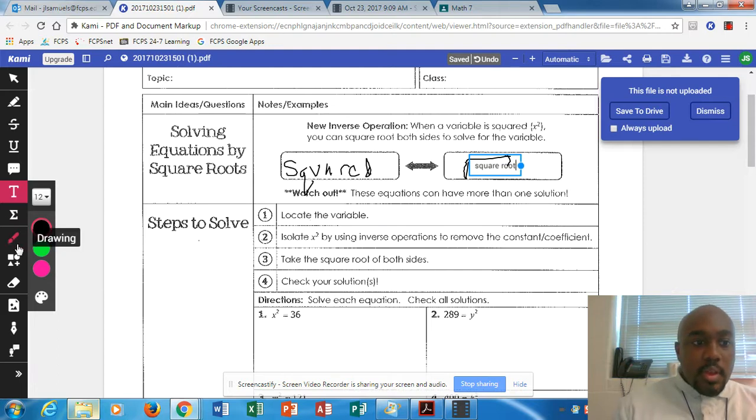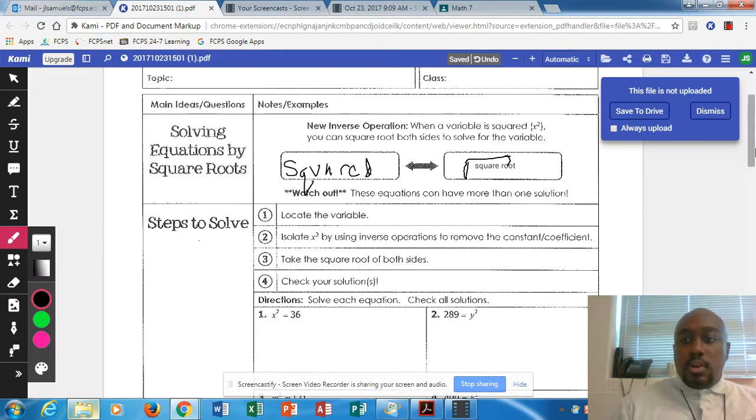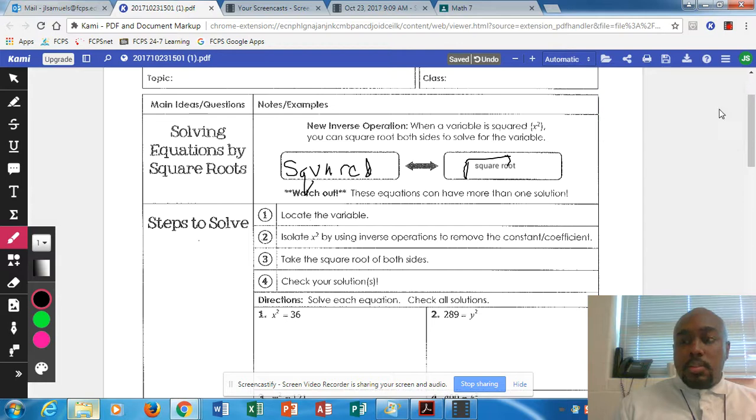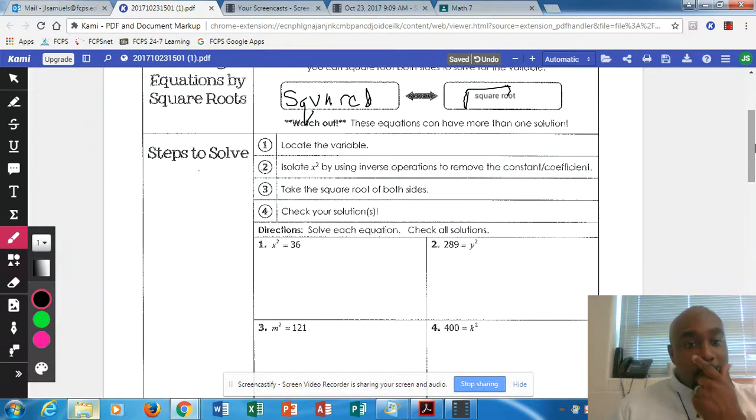Okay, so now let's do a couple of examples, but what is the process? The process is we locate the variable just like we always do. Our objective, just like with solving one- and two-step equations, is to isolate the variable by using the inverse operation. So take the square root of both sides, then we check the solution.